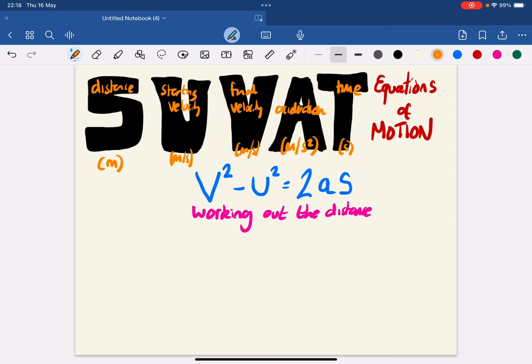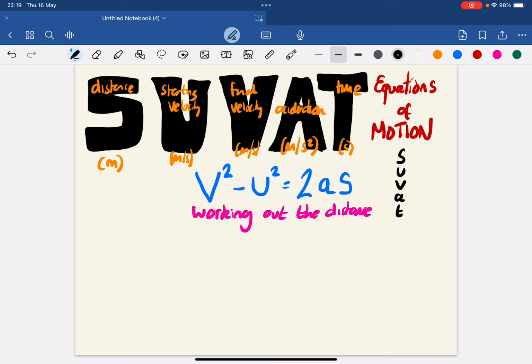So when it comes to a Suvat equation, I recommend that you write Suvat down the side of your exam paper. Remember, you want to do these in the FIFA format as well. Again, I have a video earlier on about how to answer calculation questions, equation questions, using the FIFA format.